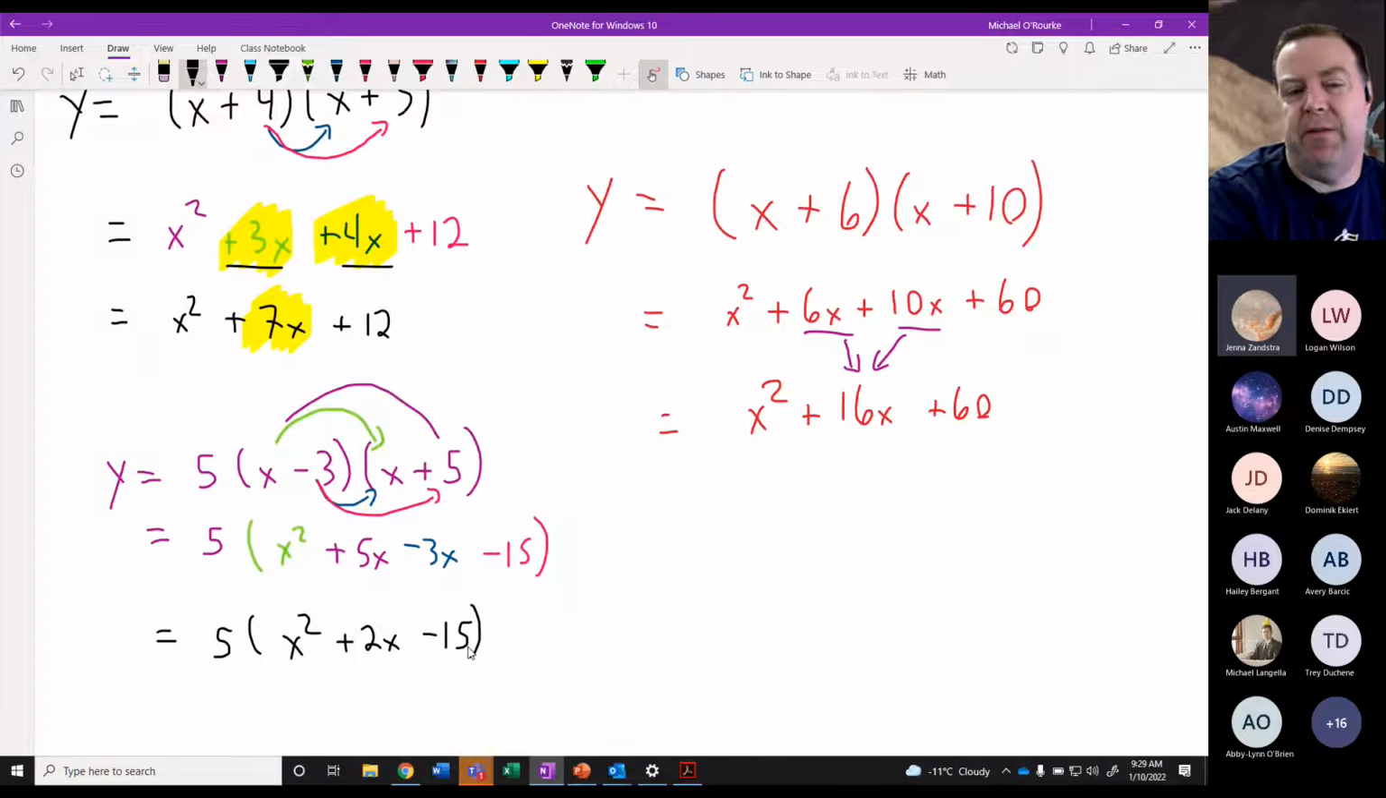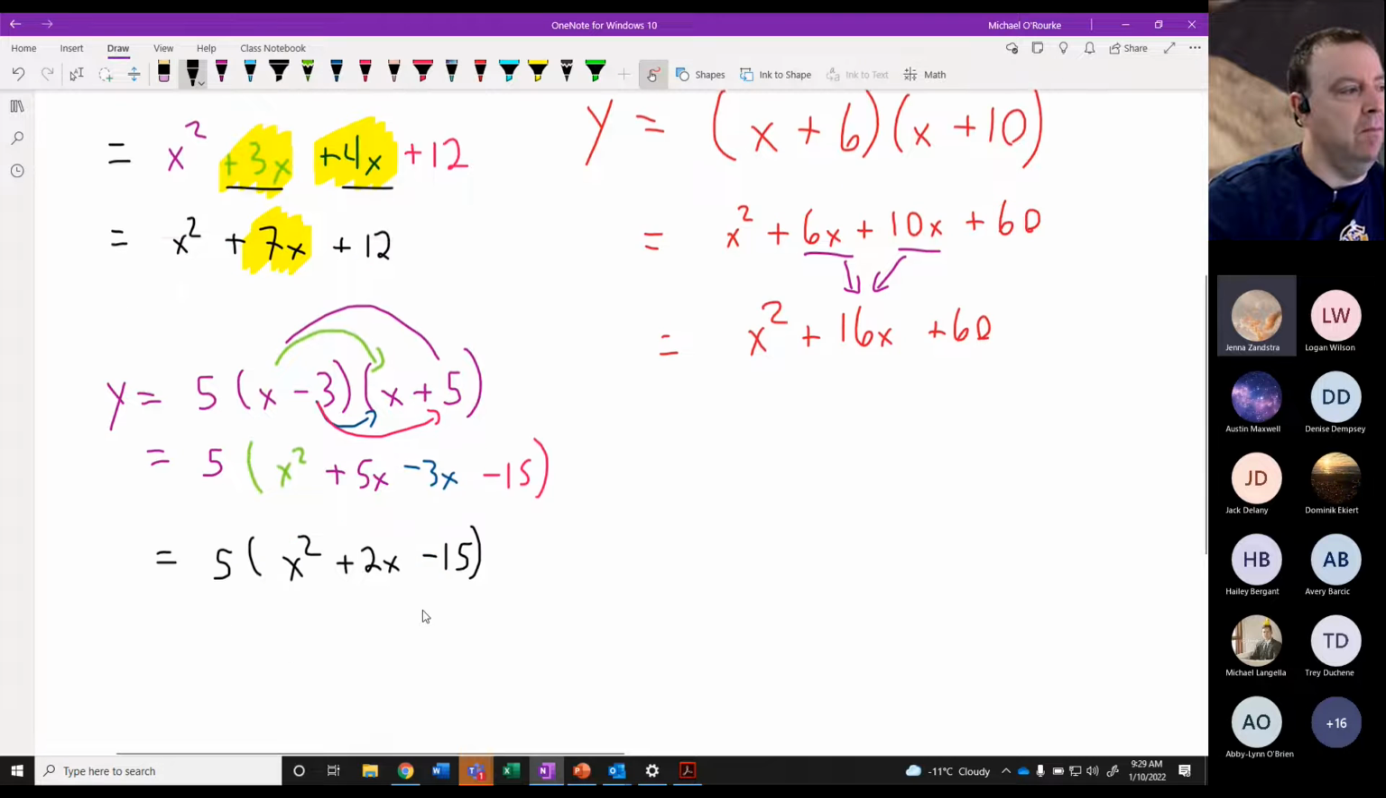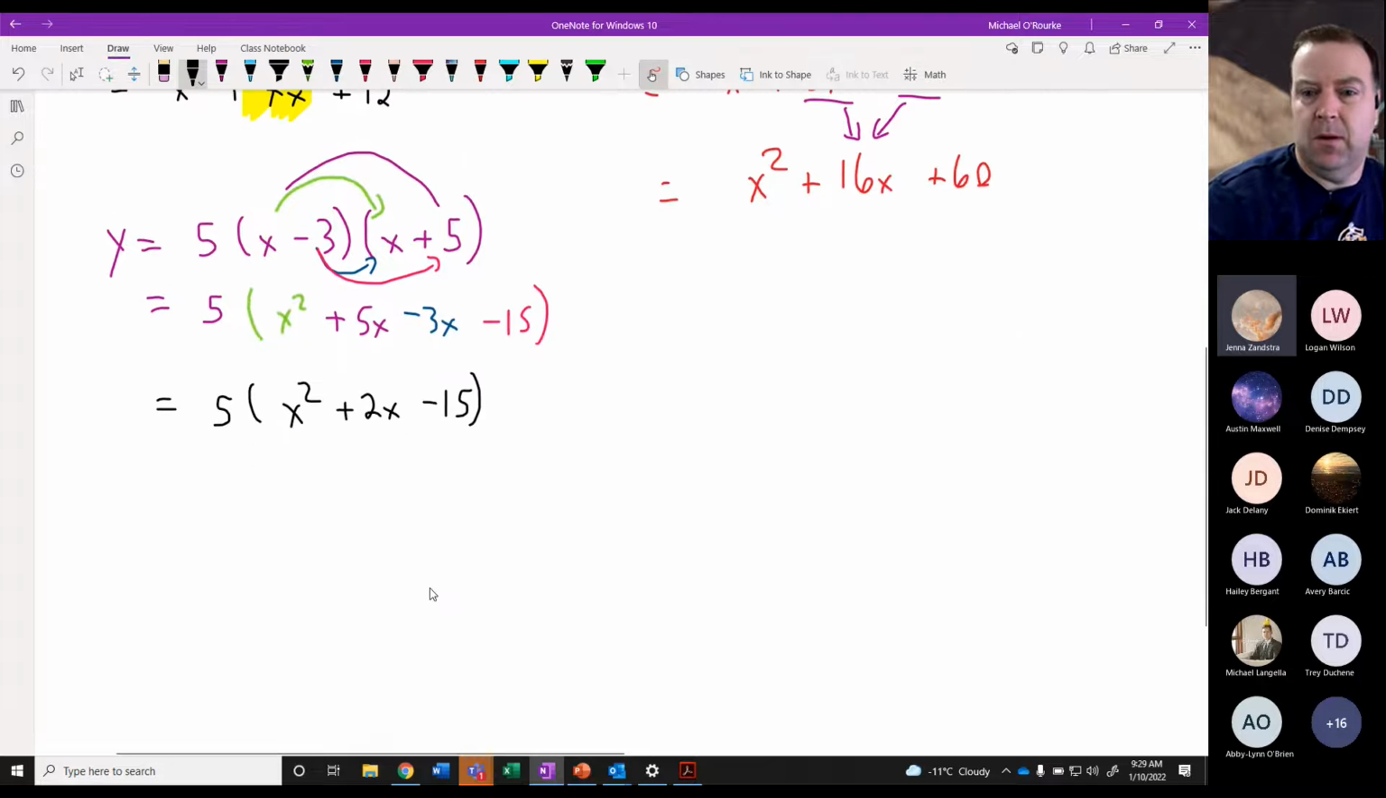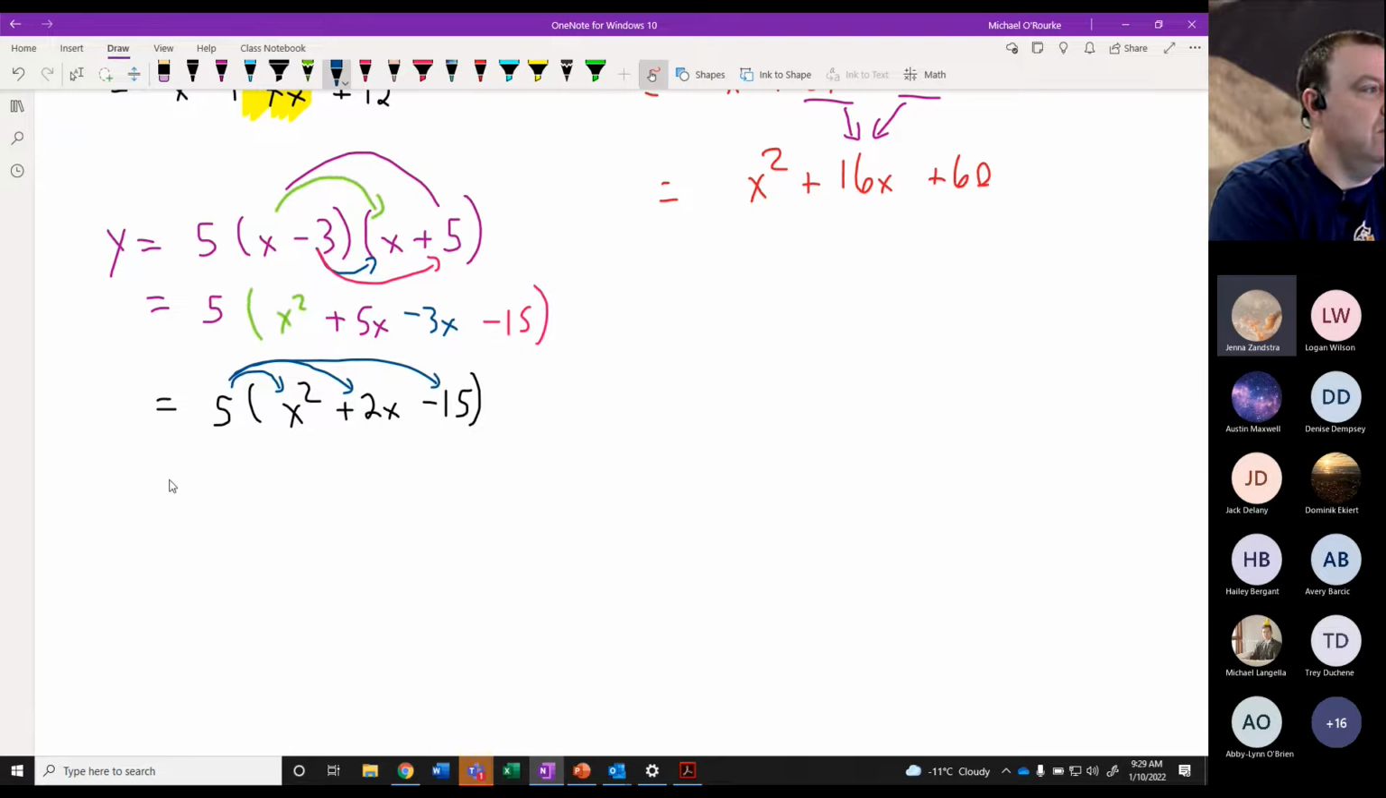Put a Q in chat if you have a question about it, or nothing if you understand how I got to that spot right there so far. Yep, and then I'd rainbow in the 5. This 5 is going to go into all these three pieces, which would equal 5x squared plus 10x. Oh, what is that number? That's 75, isn't it?